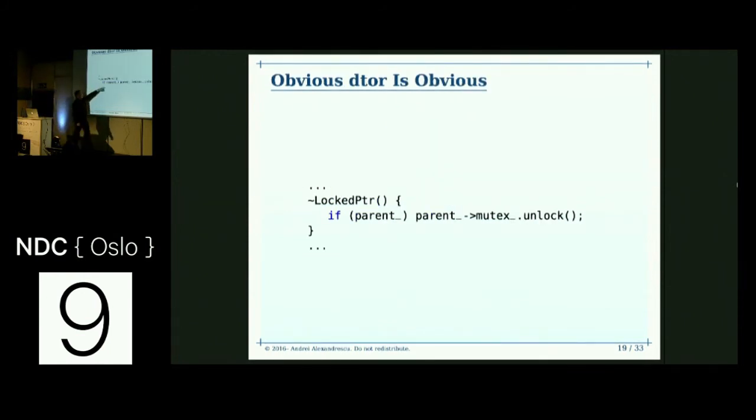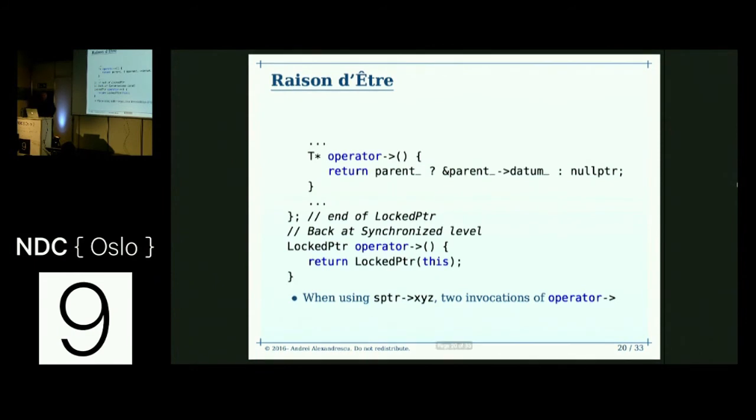So in the destructor, obviously you're going to unlock the mutex if the parent was not null. And that completes the locking pointer. It's all boilerplate and simple code. The nice thing is that it's highly reusable. The whole point of the lock pointer was to implement this operator arrow, which simply returns the data. No problem. Of course, if you create a lock pointer and you move from it and it gets to the null pointer, and you try to invoke the operator arrow, you're going to get a segmentation fault, which is pretty much what you deserve.